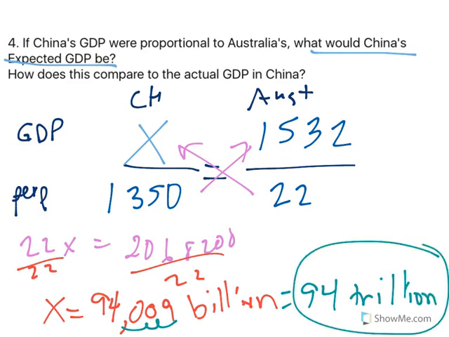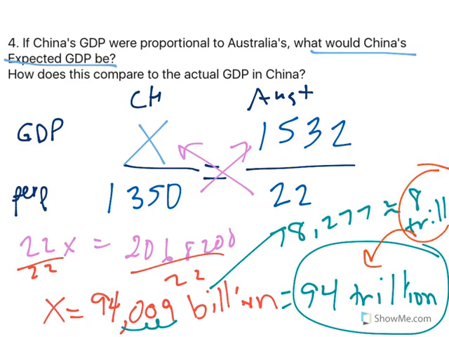So China would have to have a total GDP of $94 trillion in order to have a per capita rate like Australia. We would have to have 94,000 billion, and the actual, if you want to keep it in terms of billions, is 8,227, or 8 trillion. So it would have to go from 8 trillion to 94 trillion. We're talking an $86 trillion increase if it wanted to be like Australia. That is just absurd, right? That's never going to happen.